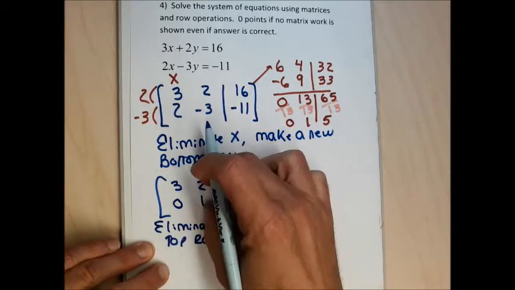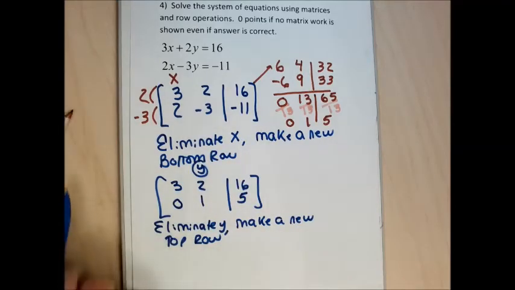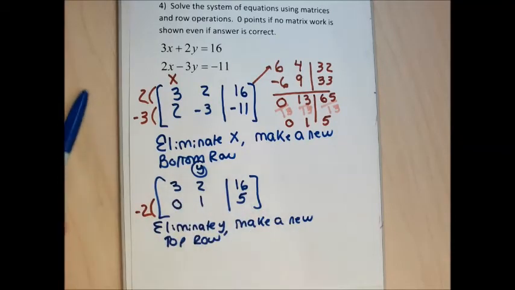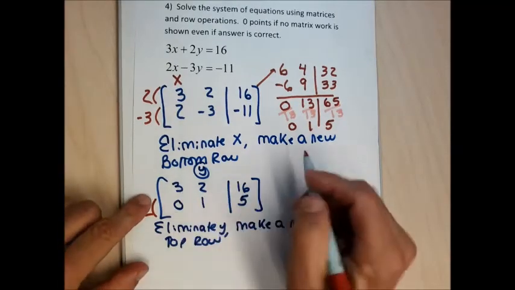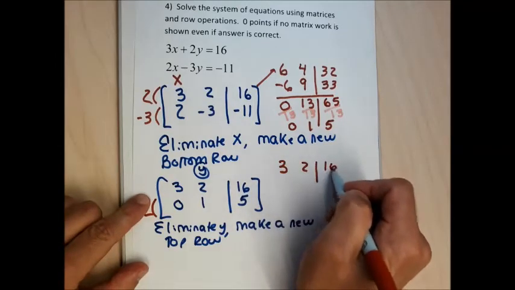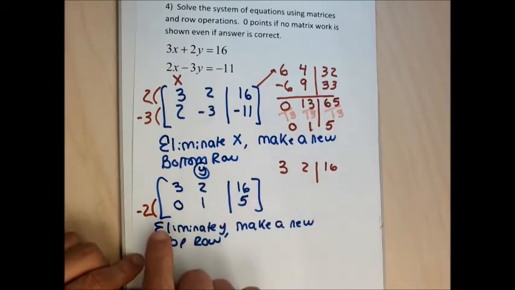To eliminate the y's, I need to get the same numbers in the y columns with different signs, and I'm going to do that by just making the y's have a negative and a positive 2 in front of them. I'm going to leave the top row at 3, 2, and 16, and I'm going to make the y in the bottom row, which is in the second column, cancel by multiplying by negative 2.